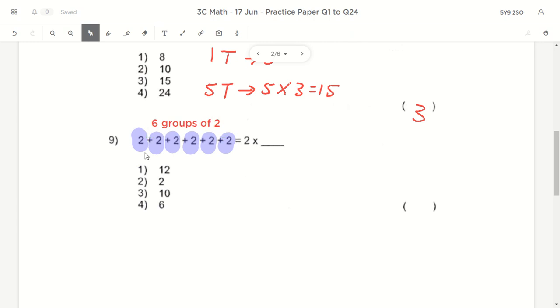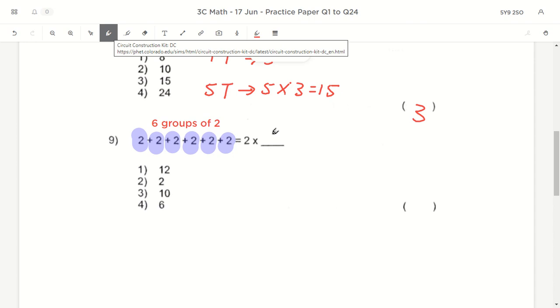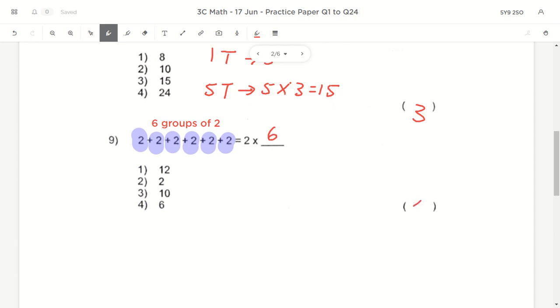Okay, you realize the highlighted part shows you 1, 2, 3, 4, 5, 6. 6 groups of 2. So instead of adding one by one, I can use 2 times 6. Very simple. So answer is 4.